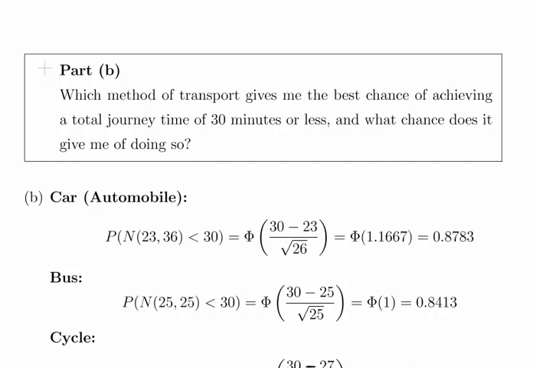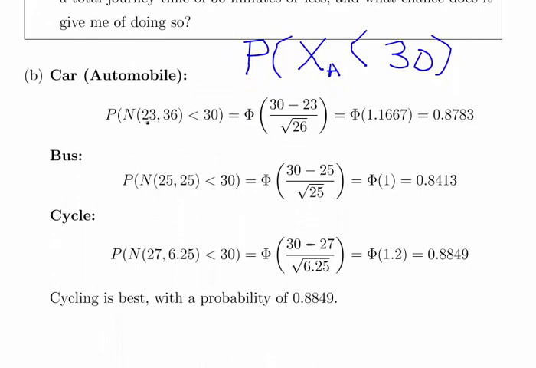Okay, so essentially for each of the three modes of transport, what we're asked for is a probability of X being less than 30, or less than or equal to 30 if you like. It doesn't really matter; the notation is not particularly relevant in this case. So we're going to do A, B, and C. First off, A, automobile or car: 23 minutes with a variance of 36. There's a little typo there, another typo I missed.